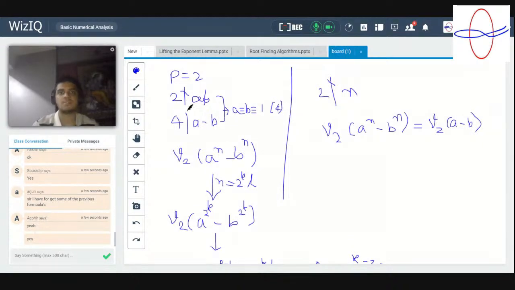Any doubts in that? Since 2 does not divide a and b cannot be congruent to 2 or 4 mod 4, and 4 divides a minus b, hence a is congruent to b, congruent to either 1 or 3, that is minus 1. So a is congruent to b, congruent to plus minus 1 mod 4.